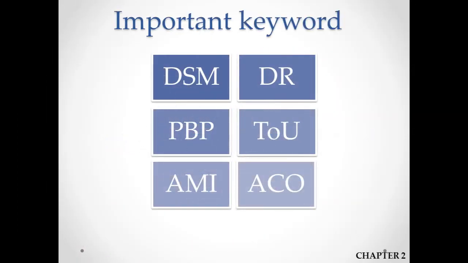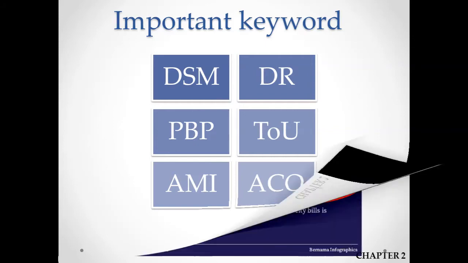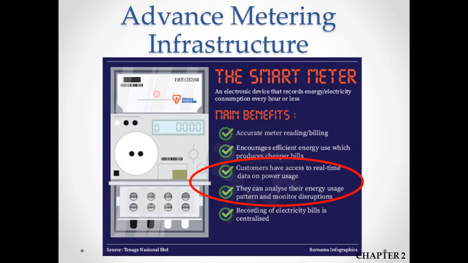In this chapter, I am discussing previous studies of related topics such as demand side management, demand response, price-based program, time of use, advanced metering infrastructure, and ant colony optimization algorithm. AMI is basically a smart power meter. As you can see, the main equipment to use TOU tariff is by installing a smart power meter. The important parameter that can be monitored is the energy consumption of the 24 hours load profile.